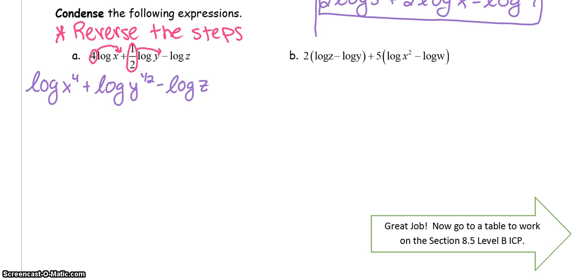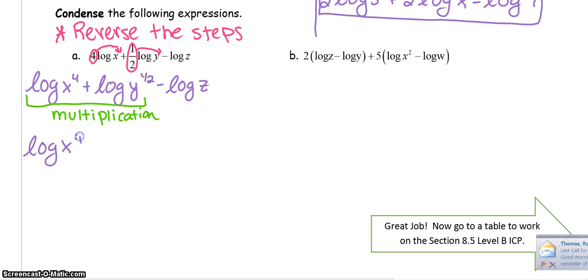Now, we want to look at each piece one at a time. So first, right here, this has addition. So that means that this is going to become multiplication. So I'm going to have the log of x to the 4th times y to the 1/2, and then still minus the log of z. We're just bringing that down.